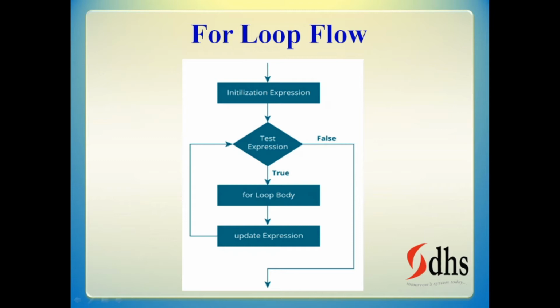Then the update expression, c equal to c plus 1, will be executed, and again it will come back to the top, so that it will be repeated until 10 times, then the condition becomes false and it will go out. For loop and while loop are more or less the same. In the while loop we have to maintain the things separately, but in the for loop we give everything in a single statement.